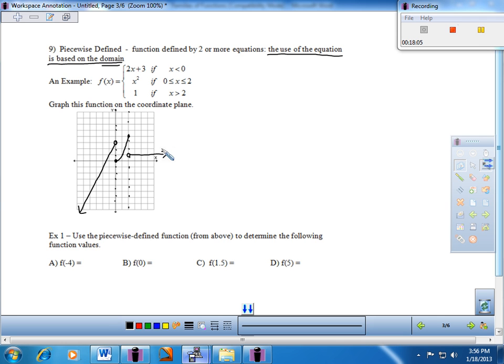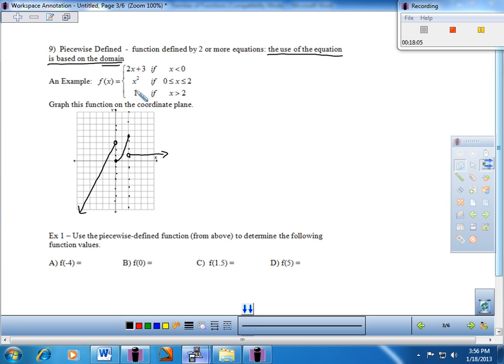Example 1 says use the piecewise defined function from above to determine the following function values. So f of -4. Now a couple things to note with this. This is sort of intriguing, and it brings up a couple ideas conceptually. Remember how functions work, everybody. One input produces one output. So -4 goes in, only one thing can come out. Not 3 different things. You don't put it in here and here and here and try to get 3 different answers. That doesn't work. It goes in one place and produces one answer.